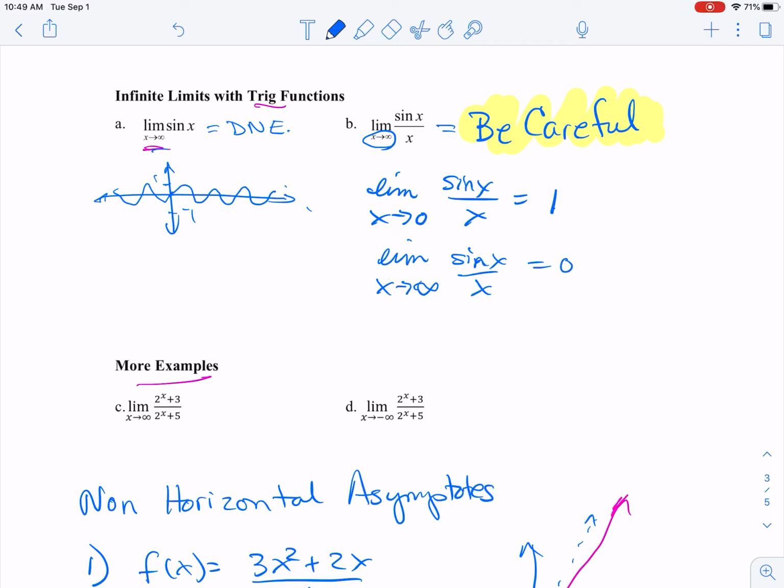That graph goes through 1 here, and then it goes down. It oscillates up and down, but it's always getting closer and closer to 1. I mean to 0. Same here. It goes up and down and up and down, and it gets closer and closer to 0. Pay attention to that. It's always a trick question.